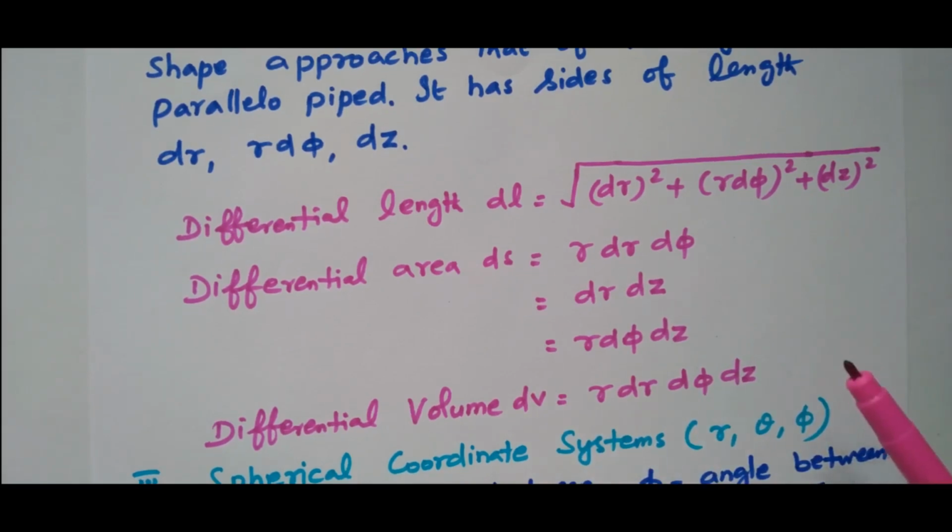So in this cylindrical coordinate system, we have two lengths and one angle, that is represented by length and differential area and volume.